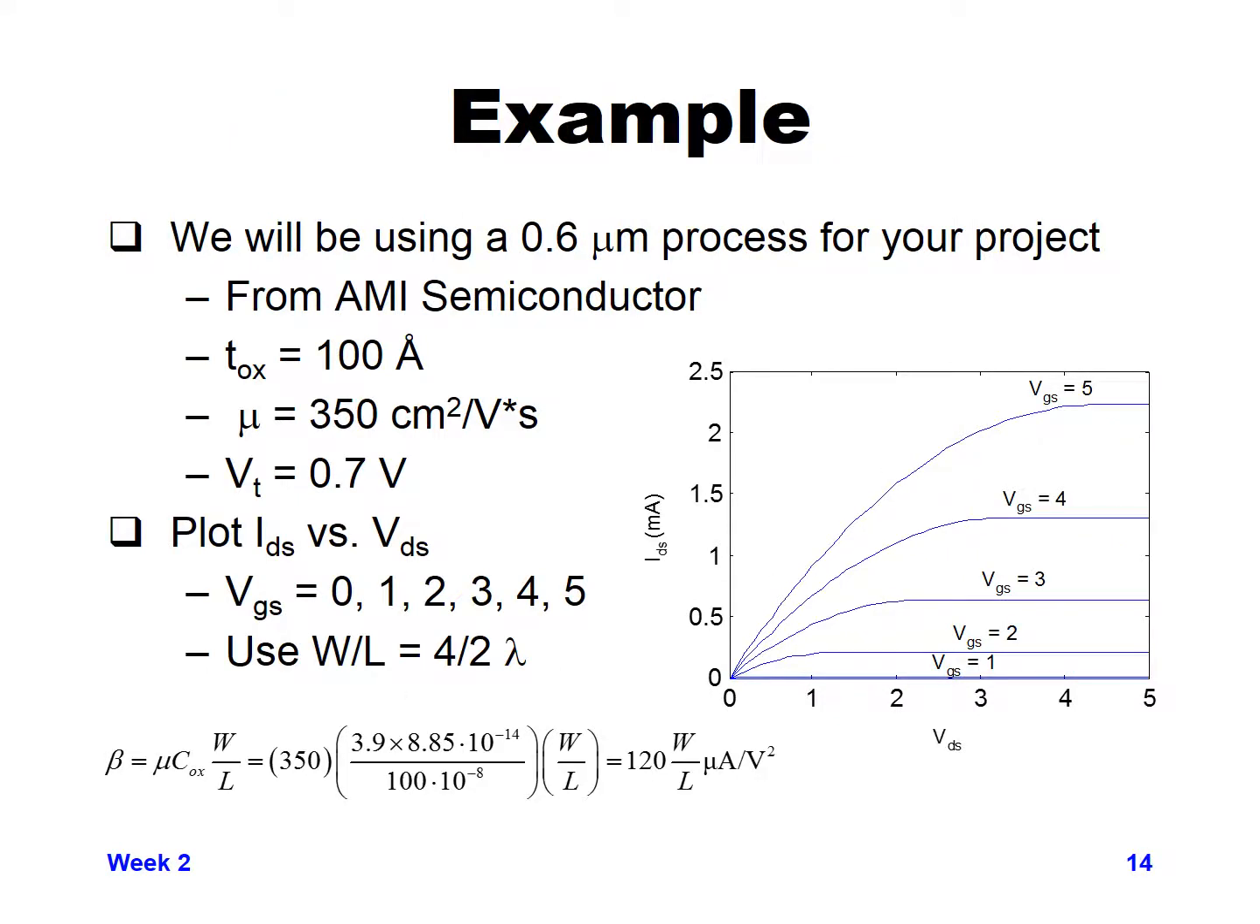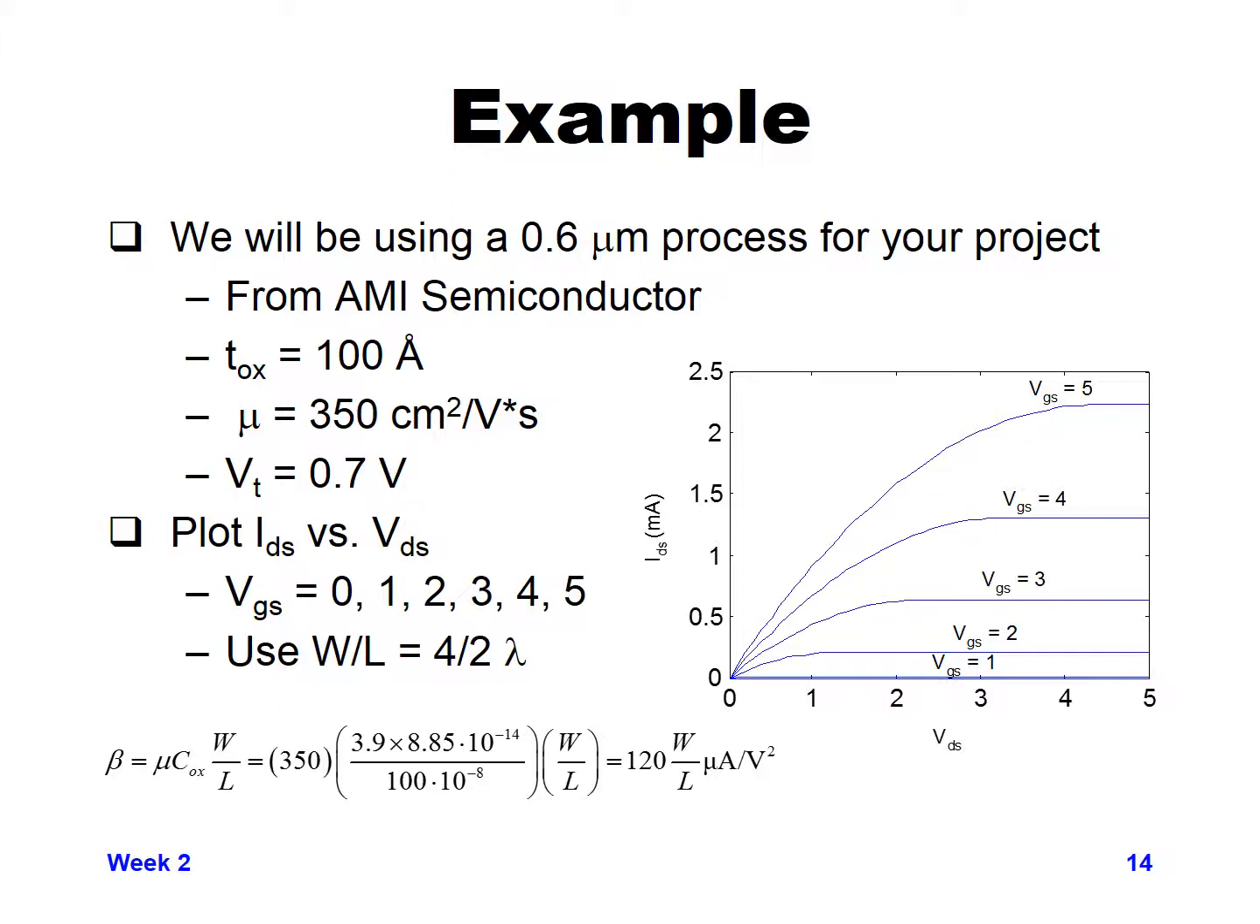Now that we've gone through the equations for how much current goes through an NMOS transistor, let's go through a relatively simple example. In this example we're using a 0.6 micron process, which means that the gate length is going to be 0.6 microns. And in this process, T oxide is 100 angstroms. The mobility of your electrons is 350 centimeters squared per volt second. And your VT is 0.7 volts.